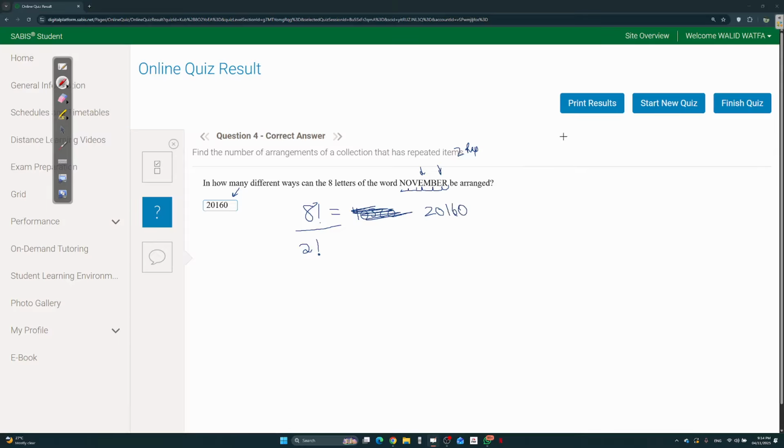So what's the rule? The rule is n factorial over capital R factorial. N stands for the number of letters, and R stands for the number of repetitions. Or we could just say repetition slots. How many slots are being repeated? Here we have 2 slots, this E and this E. So 8 factorial over 2 factorial.